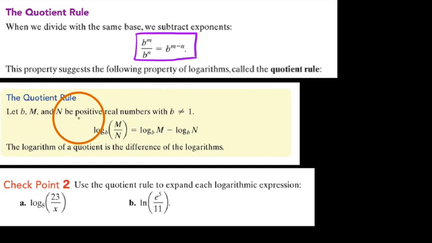Let b, m, and n be positive real numbers, and by the way, your base is not equal to 1. And the last property here, we saw the log of a product.